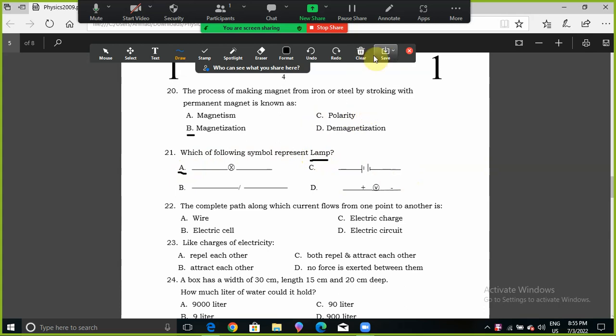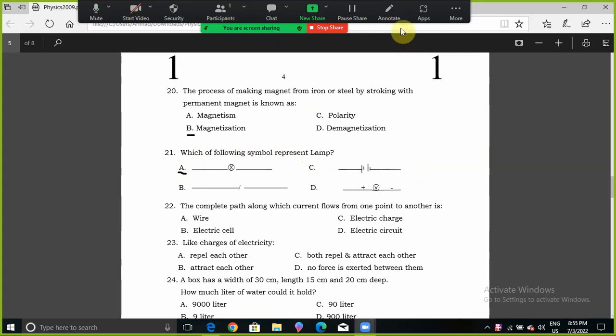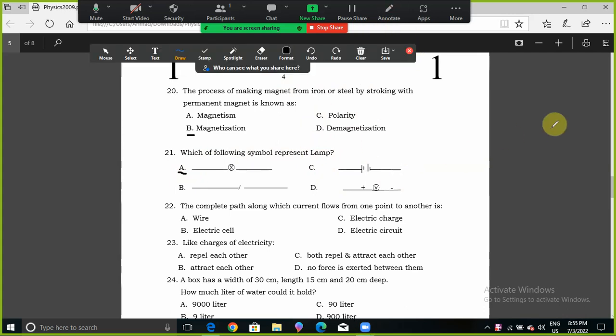Okay. Now in question number 22, it says the complete path along which current flows from one point to another is what? Wire, electric cell, electric charge, or electric circuit? Of course the answer is electric circuit, because the complete path along which current flows from one point to another is called electric circuit, right? Okay, in question number 22, the answer is D.